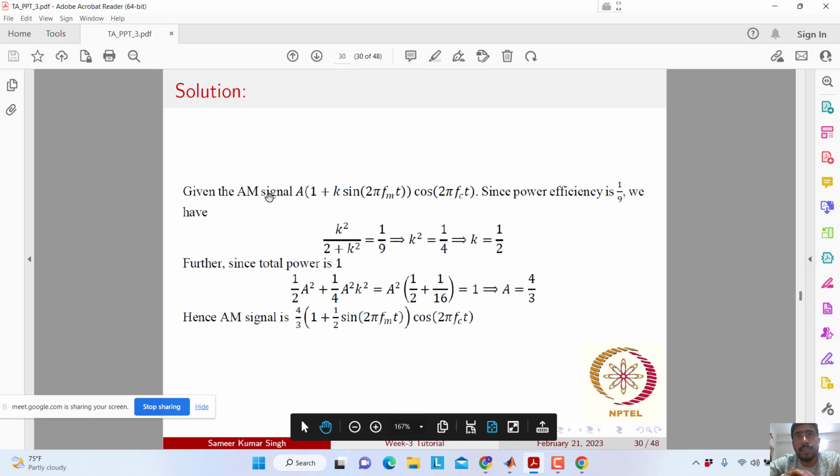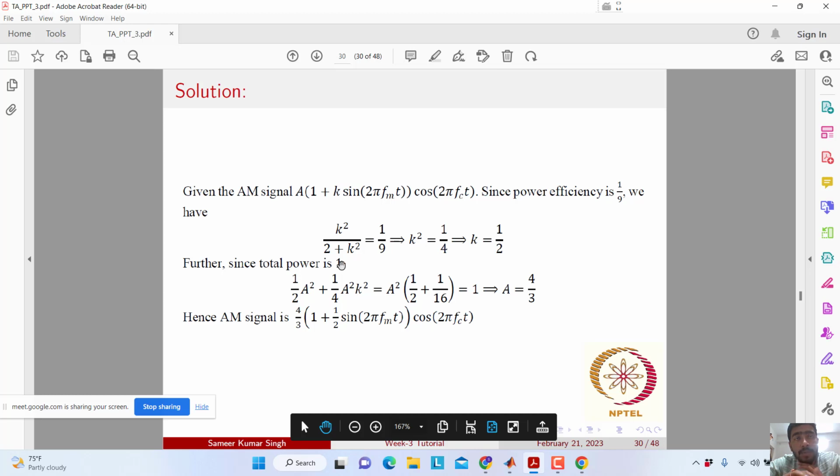Actually, the AM signal is given in this form, and power efficiency is given 1 upon 9. Okay, as we know, power efficiency is equal to mu square, or we can say K square upon 2 plus K square. By using this formula, we can calculate the power efficiency, and that is given 1 by 9. Using simple mathematics, from there we can get the value of K, and that will become 1 by 2. Okay, so we got our modulation index, or we got the K, that is 1 by 2.